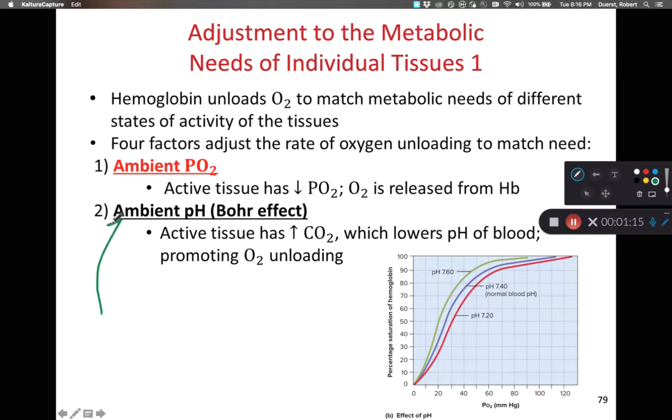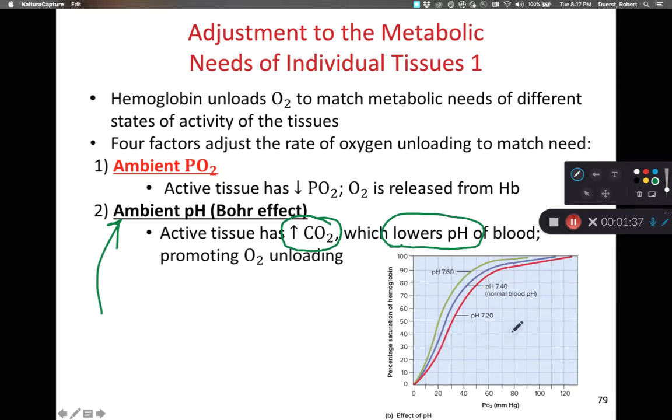Something else that is important is the blood pH, and this is known as the Bohr effect. As we have more carbon dioxide buildup in the blood, we'll have more hydrogen ions. And as we have more hydrogen ions, the pH becomes more acidic or lower. And the lower the blood pH, the more we're going to unload oxygen from our hemoglobin.